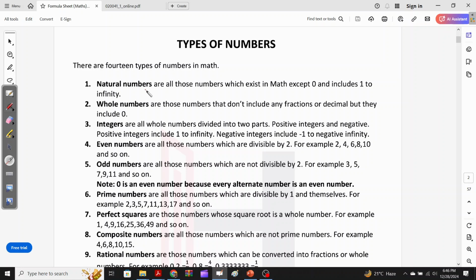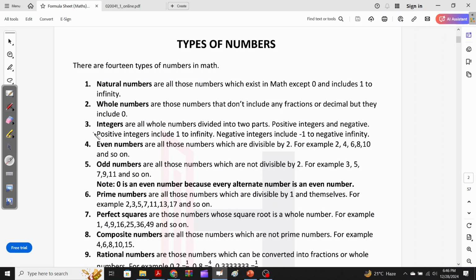So what numbers should we use if we have to select 0? The answer lies in number 2, which is termed as the whole numbers. Our whole numbers are those numbers that don't include any fraction or decimal, but they do include 0. So you do not have any fractions like 1 upon 4 or 0.6 or 0.8, very much similar to natural numbers. But in natural numbers we do not have 0, whereas when we say whole numbers we include 0 in it.